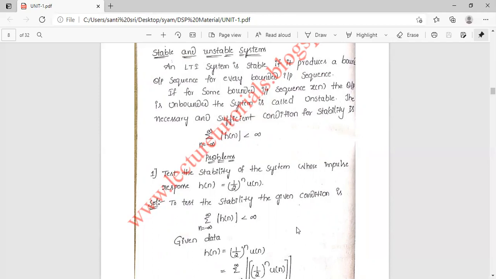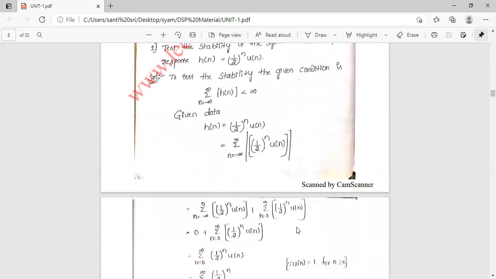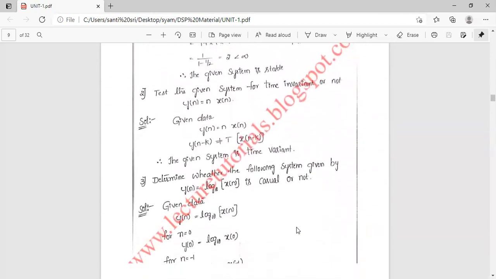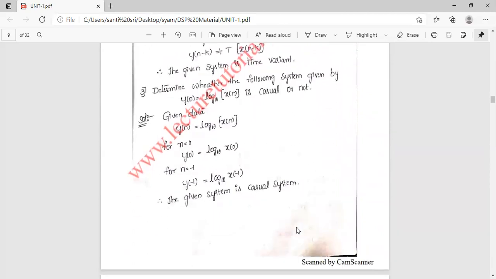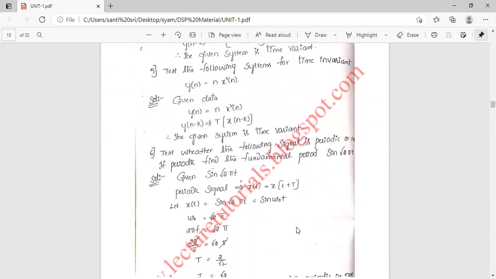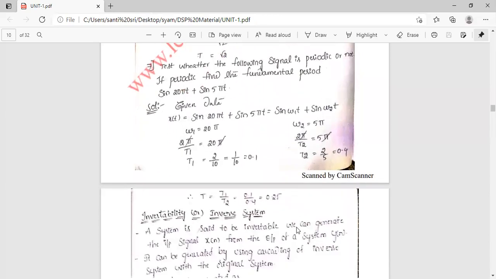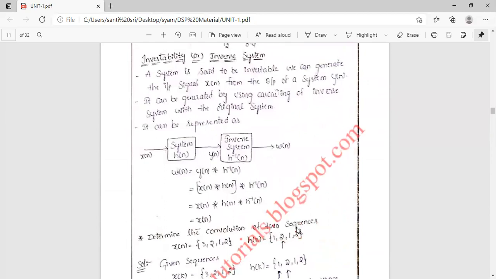After that, we have done some simple problems, like testing the stability of the system. We have checked the stability of systems, causal and non-causal systems, time variant and time invariant systems, and periodic and aperiodic signals.